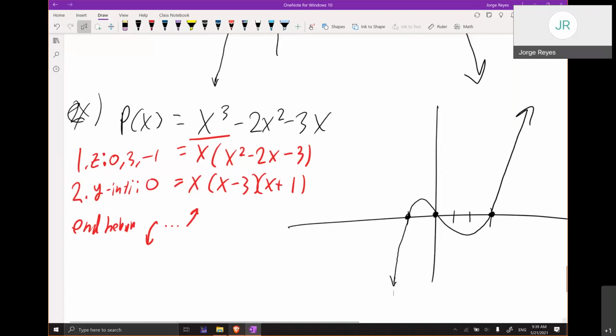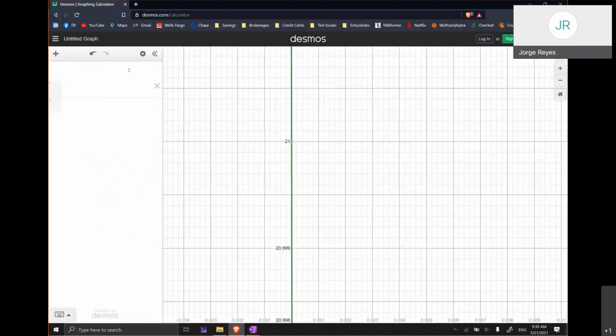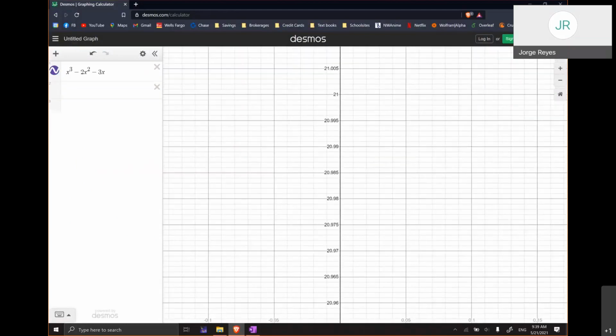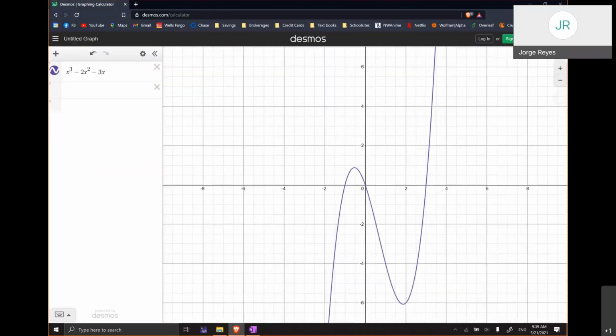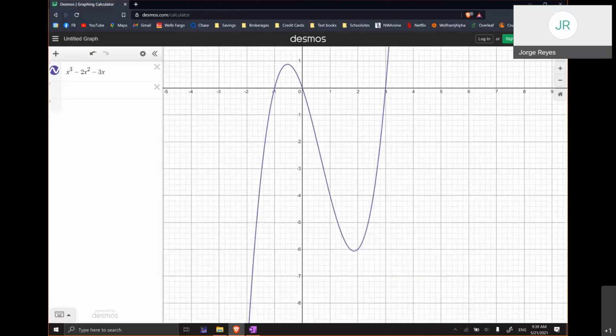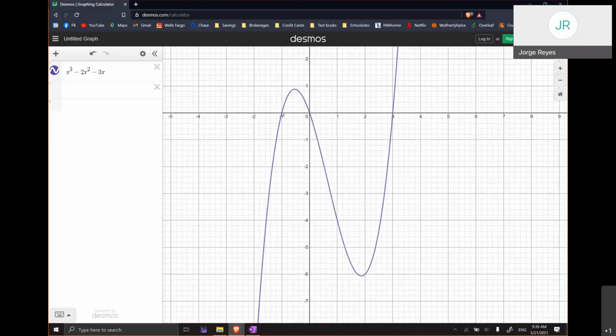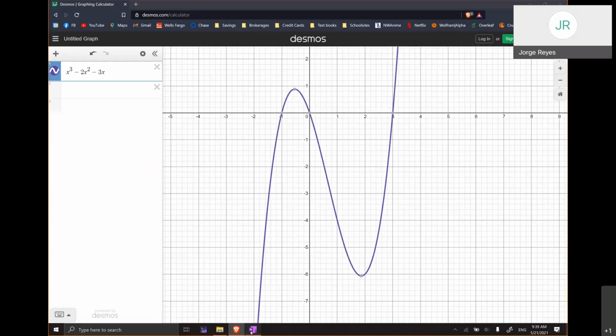And let's smash this one into Desmos and let's see if it looks like that. So x cubed minus 2x squared minus x. Oh, I was like, why am I not seeing anything? Because I'm still zoomed out. Yeah, okay. And ta-da! It looks like what I said. Right, so negative 1, 0, 3.